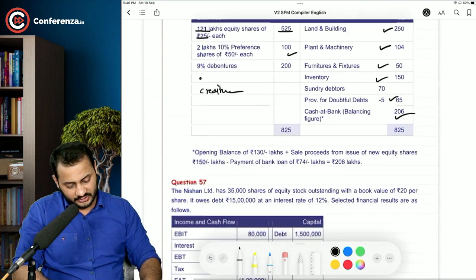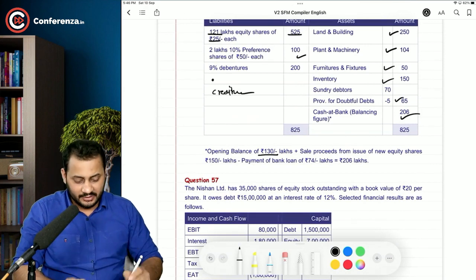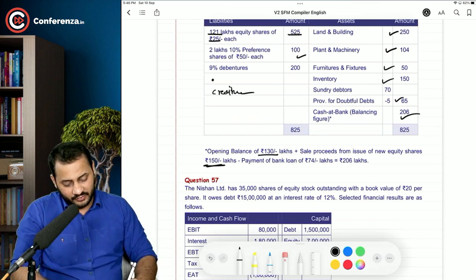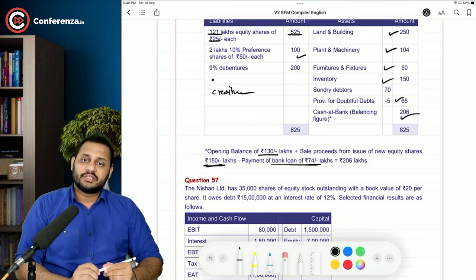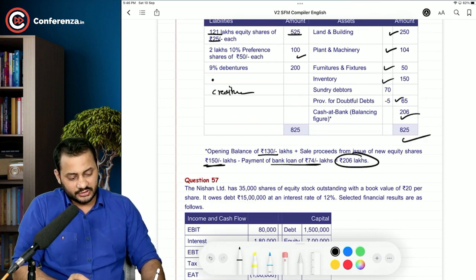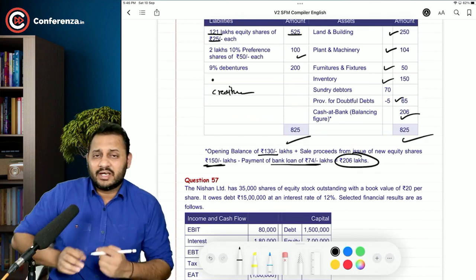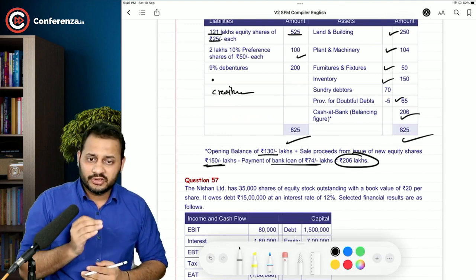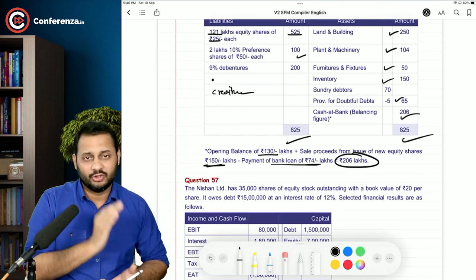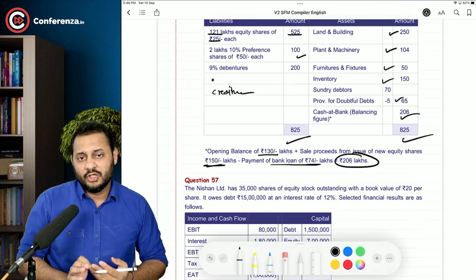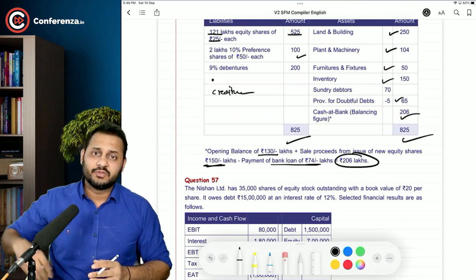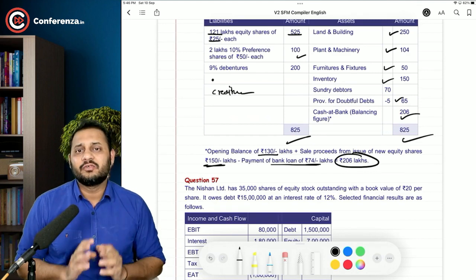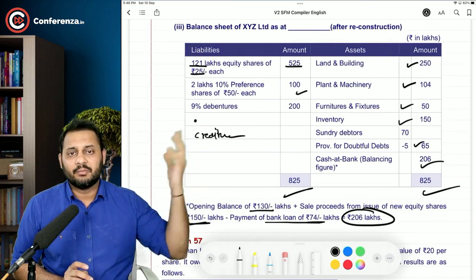Cash and bank balance 206. See, I will tell you, it was the 130 lakhs opening balance. You added 150 lakhs by issuing new equity shares. So the total became 280 lakhs. And after that, you made a payment to the bank for loan of 74 lakhs. Now the net balance is 206. Ultimately, the balance sheet will match because for every adjustment you were giving two impacts, the debit and credit. So the balance sheet has to match at the end of the day. If it is not matching, that means you have done something wrong. So most of the adjustments will go to the reconstruction account, the debit and the credit, and the entire balance of the reconstruction account will either be transferred to the capital reserve or goodwill.